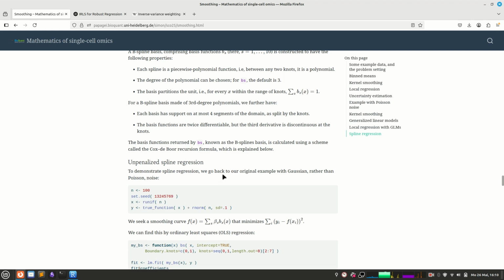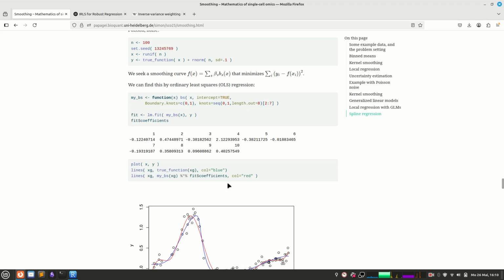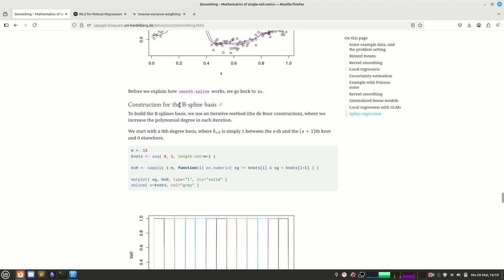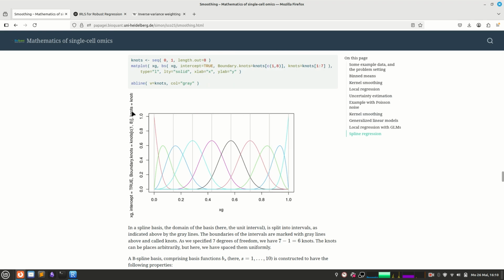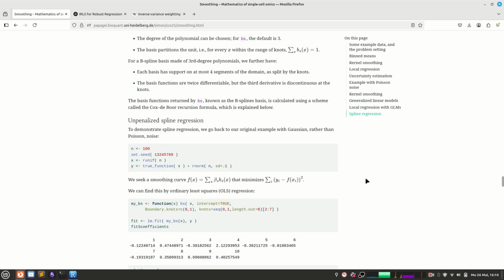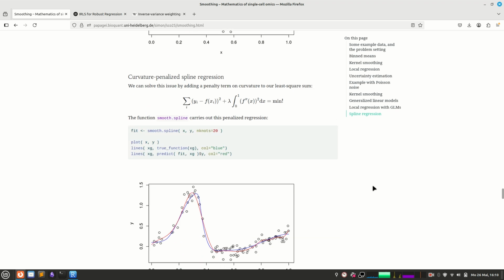But before, how much time do we have? I want to show you one other thing, which is quite neat: how this B-spline basis is actually constructed. You remember these basis functions. I just put them here and said they have this property, but I didn't tell you the formula. So they are constructed with something called de Boor's construction.